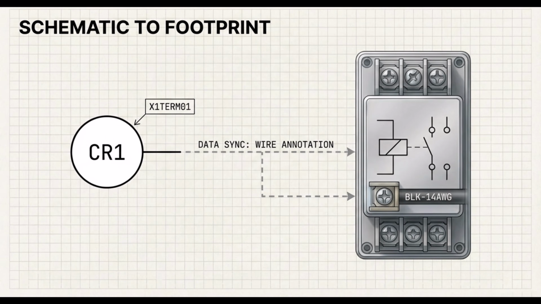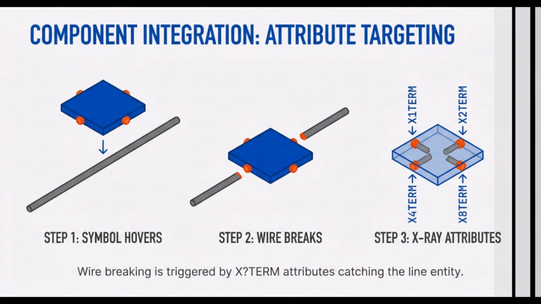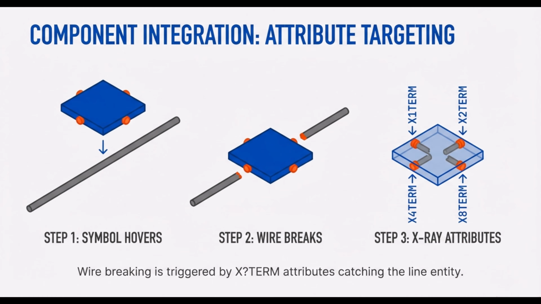X-term, like X files terminals. What's the question mark for? It represents a direction. The X stands for connection, and the number tells the software which direction the wire is coming from. So X1 term connects to the right, X2 term connects to the top, X4 to the left, and X8 to the bottom. Why does the software care about direction? Can't it just see a wire is nearby?